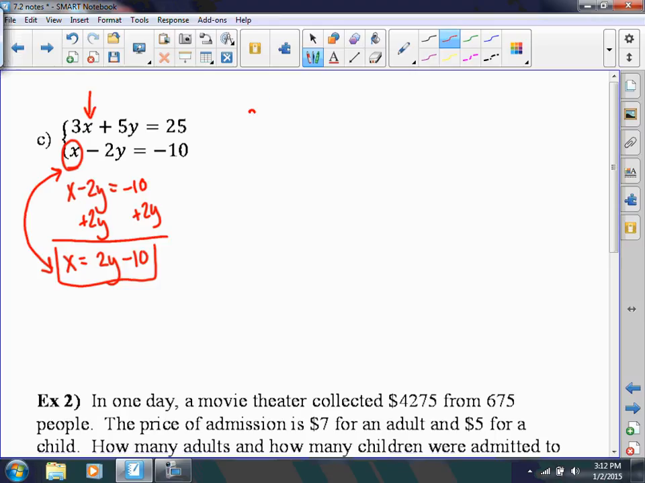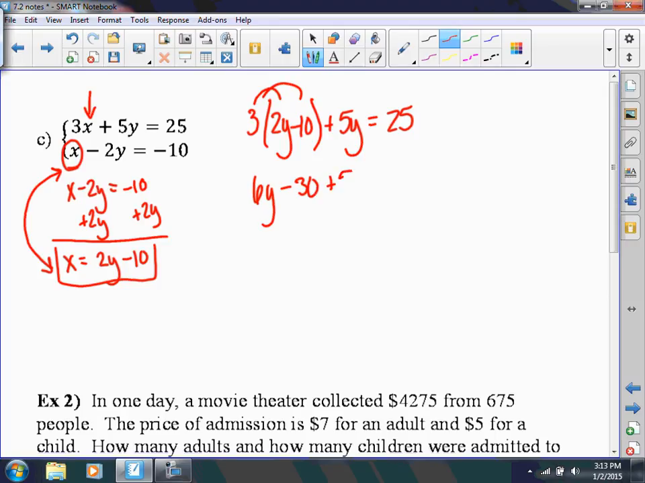Okay, so instead of having 3x plus 5y equals 25, instead of that x, I'm going to replace it with the stuff that x is. And x is 2y minus 10. Okay, so I solved one equation for a variable, and I substituted the stuff that that variable is equal to into the other equation for that variable. And now I can finish solving for y. So I'll have 6y minus 30 plus 5y equals 25.